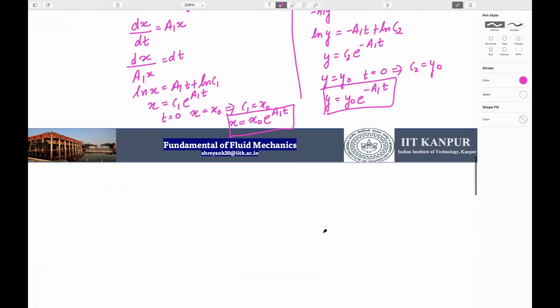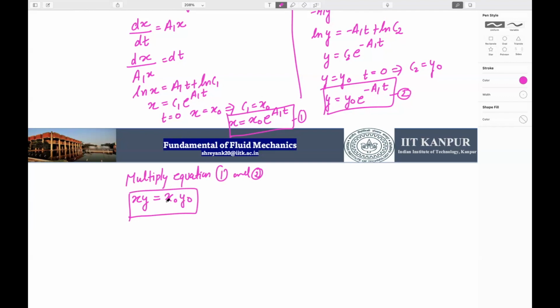Okay, so this is the equation for y, and to get the trajectory of the path line for a particular particle which is going through x naught and y naught, we need to substitute t from one of the equations. So what we do is we multiply equation 1 and 2, and therefore what we get is xy is equal to x naught y naught. So this is the equation of the path line of the particle which is starting from the position x naught and y naught.